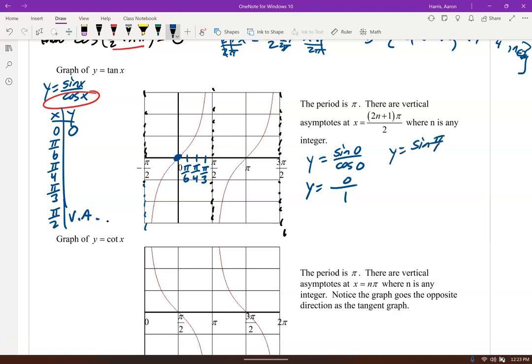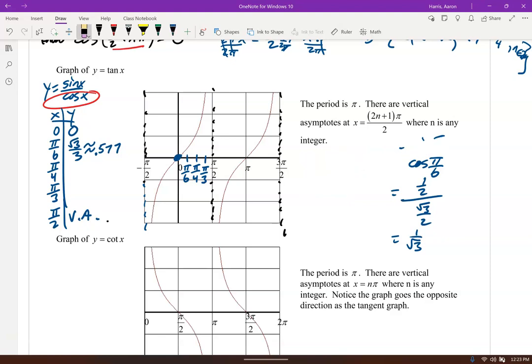So sine of pi/6 over cosine of pi/6. We know the sine of pi/6 is a half. Cosine of pi/6 is root 3 over 2. So I got 1 over root 3, or root 3 over 3. And then if I punch in root 3 over 3, let's see, I get about 0.577. Now I'm going to throw in pi/4.